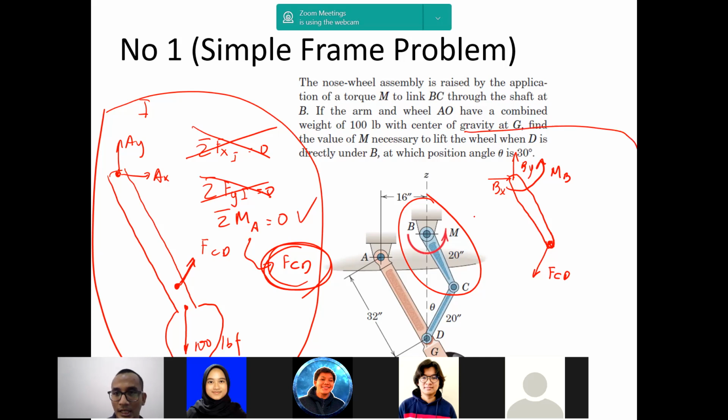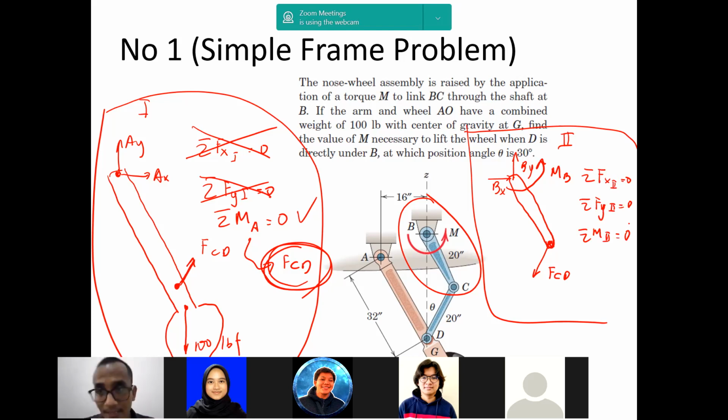Now, using the second free body diagram, how many equilibrium equations do we have? Only one, sir. Why one? We have three actually: sigma Fx equal to 0, sigma Fy equal to 0, and sigma moment equal to 0. But remember, BX and BY are not in question, so we don't have to solve for them. Kita tidak perlu menyelesaikan yang tidak ditanyakan, ya. Jadi yang ditanyakan di sini hanya moment saja. So the one in question is just the moment, MB.